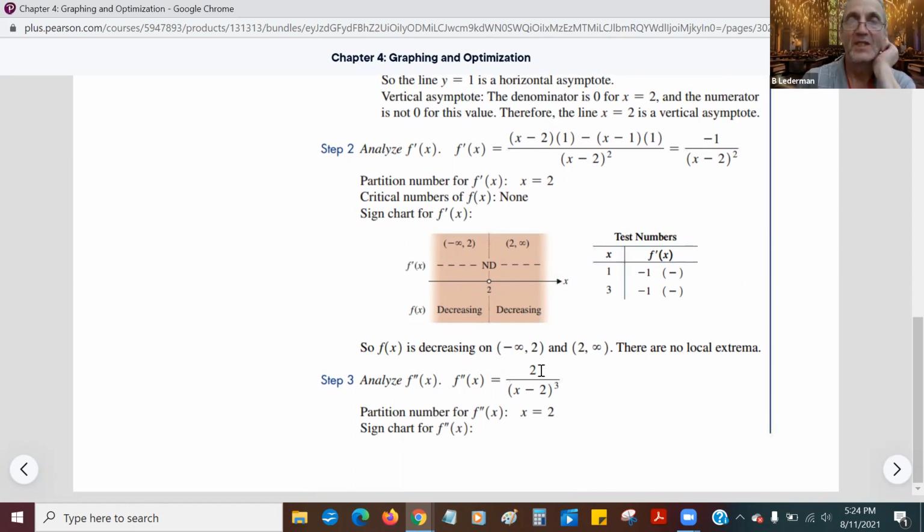The second derivative is 2 over (x minus 2) to the third power. Now, you could do this with the quotient rule if you want, because it is a quotient, or you could write this as (x minus 2) to the -2 power and use the power rule. Either way, the derivative of this derivative is 2 over (x minus 2) to the third. Now, (x minus 2) to the third could be positive or negative, depending on what's inside the parentheses. Well, our partition number is x equals 2. That's inside the parentheses.